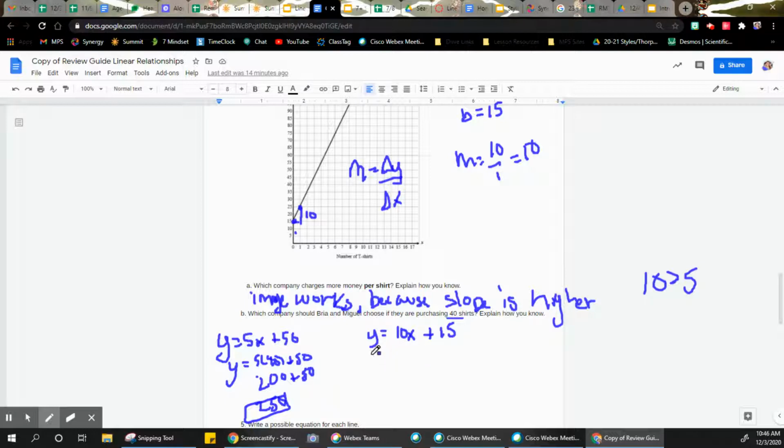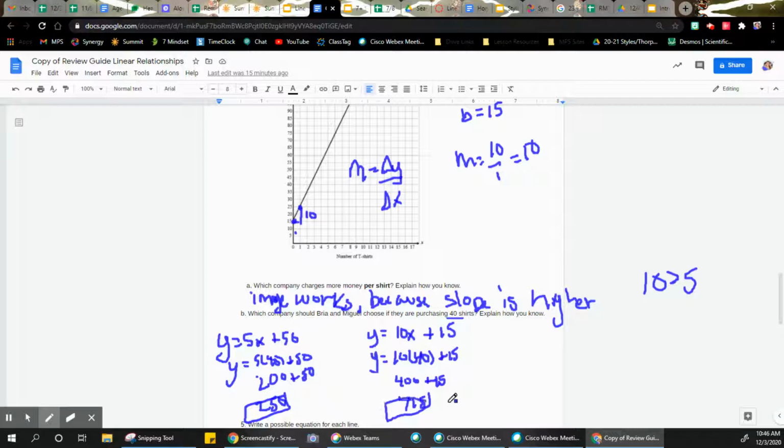So let's figure out if we're purchasing from ImageWorks. Okay, so we're going to plug it in. So y equals 10 times 40 plus 15. Okay, 10 times 40 is 400 plus 15. 400 plus 15 is 415.